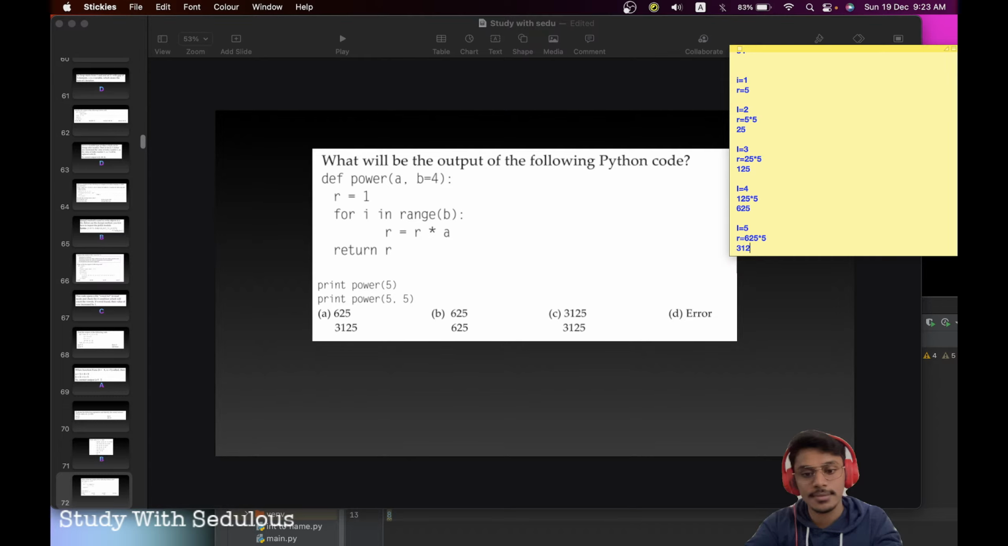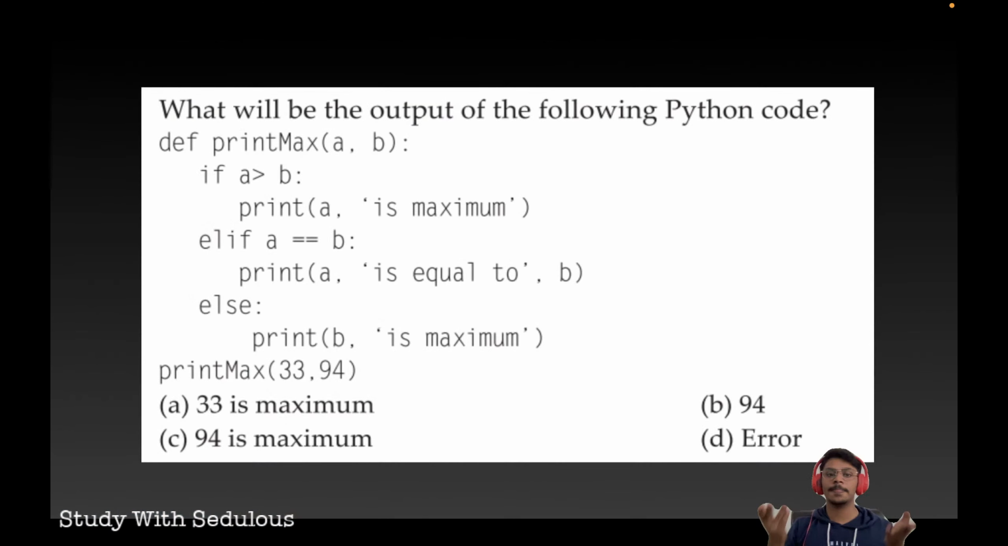Option A, correct. Yes. Yuva Harsh. Good. Correct. That's right. What will be the output of the following Python code? def print_max(a, b): if a > b, print a is maximum; elif a == b, print a is equal to b; else print b is maximum. Print maximum of 33, 94. 33 is less than 94, so b is maximum. What is b? 94. 94 is maximum. We get option C.